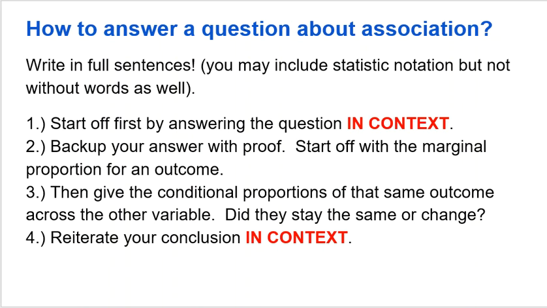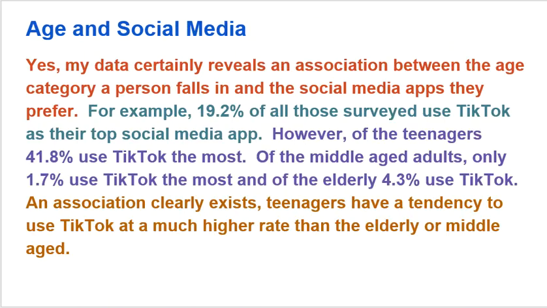So again, now you're going to say, okay, of the men, this proportion like chocolate. Of the females, okay? Or again, for social media, of the elderly, this many use TikTok. Of the teenagers, this proportion uses TikTok. Then you actually want to reiterate your conclusion a second time at the end. A nice, solid paragraph. So here would be my full credit, 100% right answer if you were asked about association between age and social media.